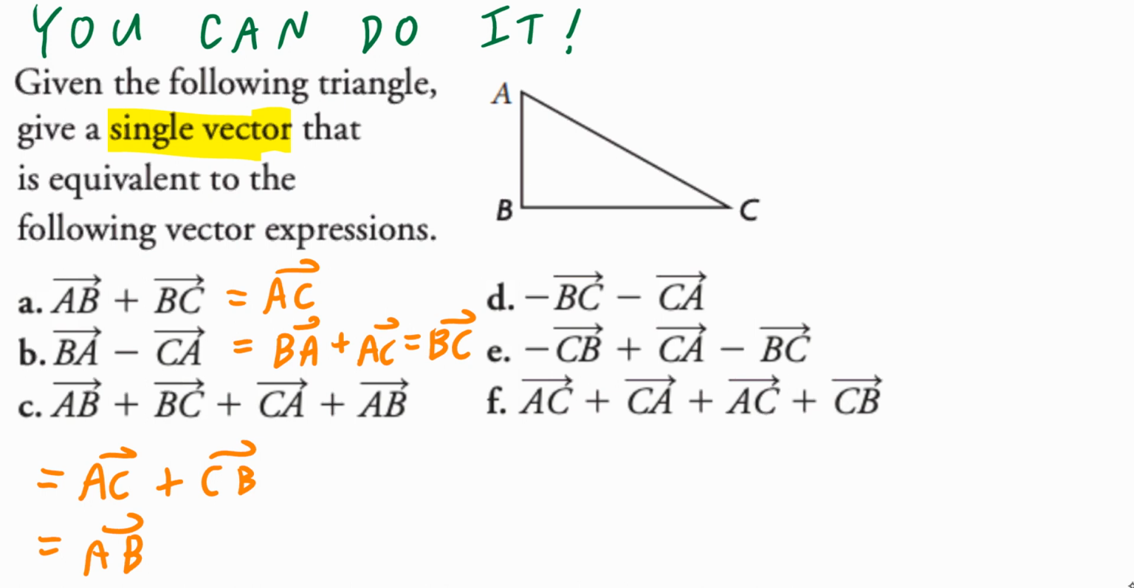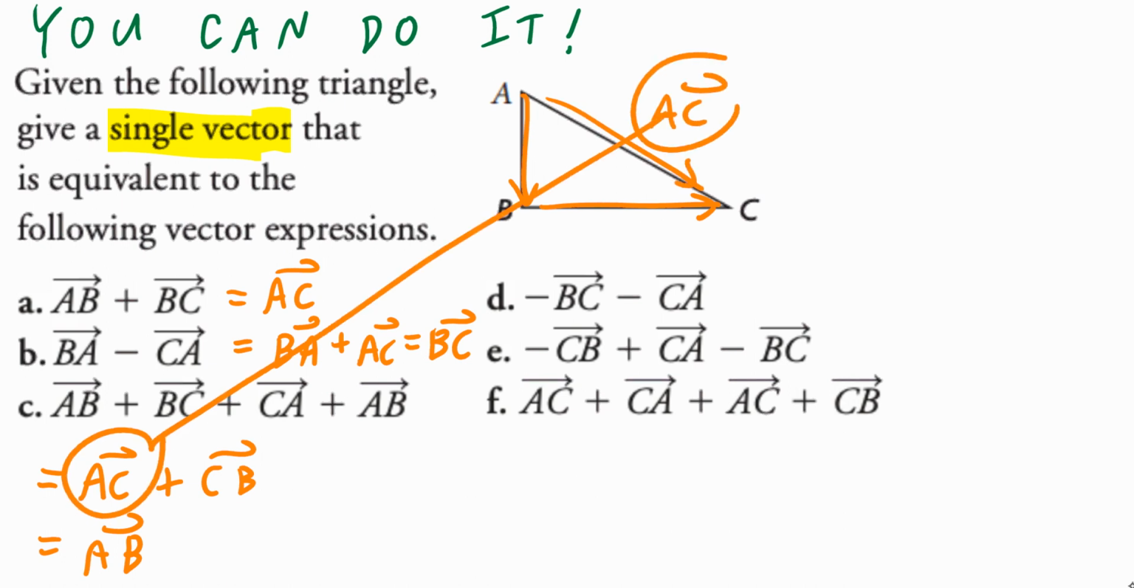Again, confirm this graphically. Look at vector AB. You start from A and you point to B. Look at vector BC, just like that. And when I add them, this would give me vector AC as expected.